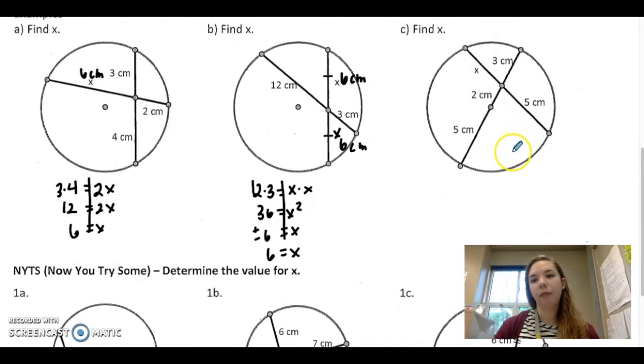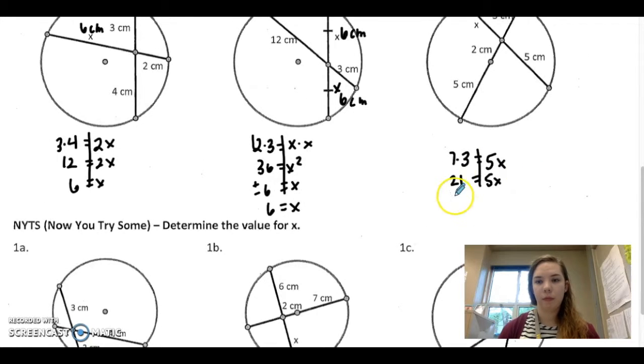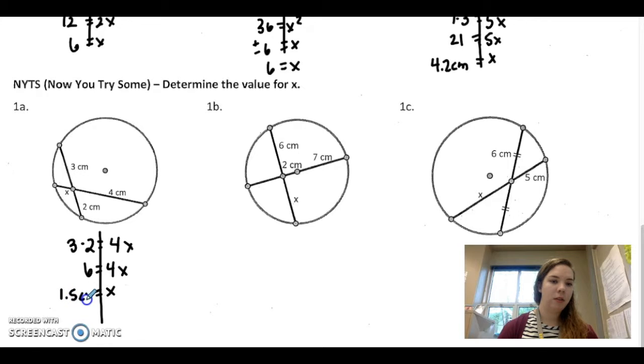So positive 6 centimeters. All right, here, this whole length is 7. So we take 7 times 3 equals 5 times X. So 4.2 centimeters. Okay, same thing down here. 3 times 2 equals 4X. So X equals 1.5 centimeters.